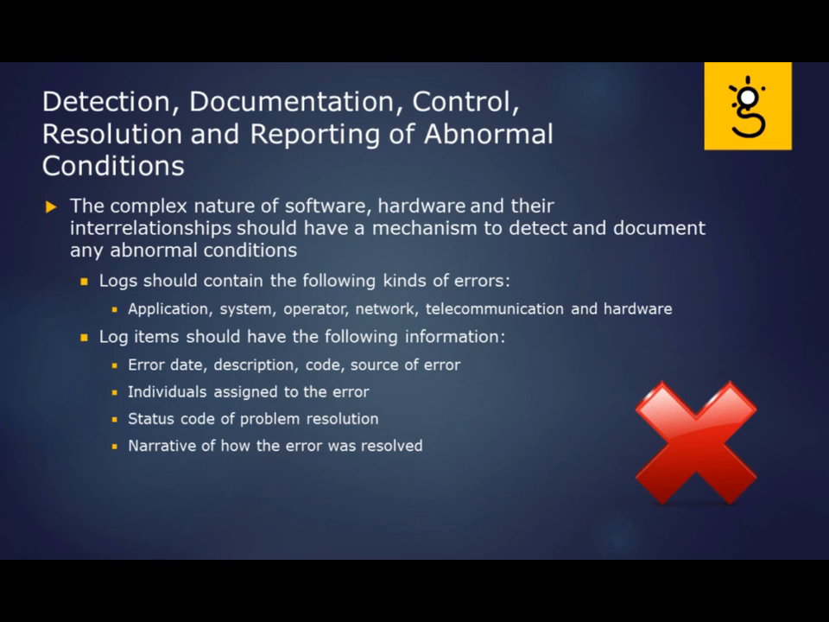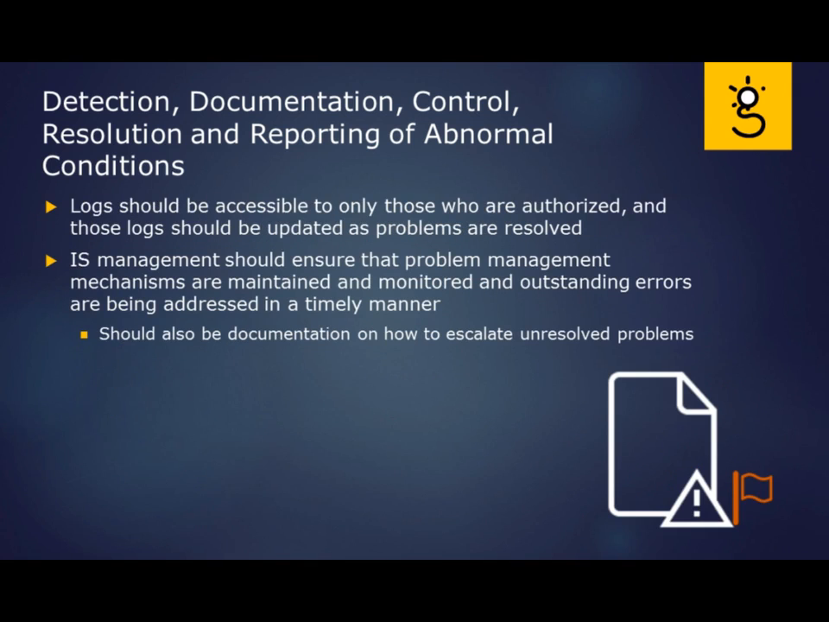We should also be able to see who has been assigned that error. Now, when I say assigned, I don't mean who was responsible for the error, but that's also an important piece of information. But who I'm going to have working on it. And what's the status code of that problem resolution? And if it is resolved, or when it's resolved, we need to have a narrative about what was the issue and how it was resolved. The logs should be accessible to only those who are authorized, and those logs should be updated as the problems are resolved.